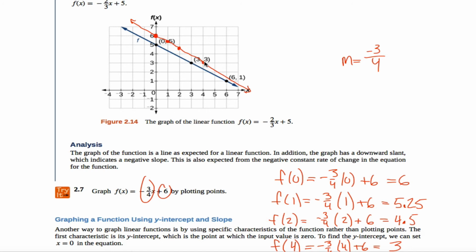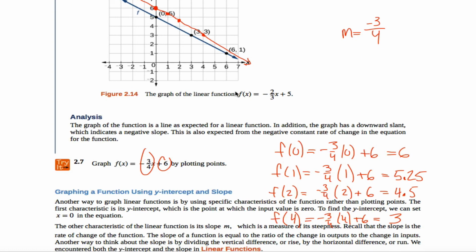If I just had this dot and this dot, not these ones in between, I could still connect them with a straight line, and I'd still come up with the exact same answer. That would not be by plotting points. It would be by using the slope and the y-intercept, which would be much more efficient. You'll get to that later in this chapter.